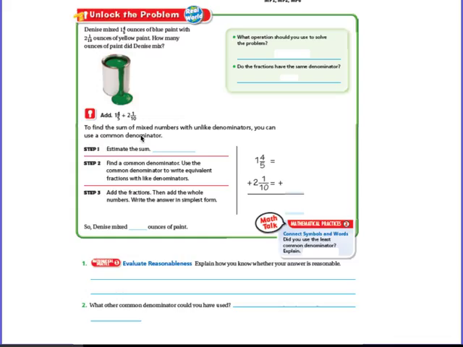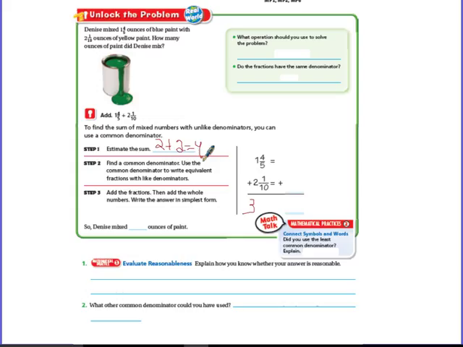Okay, there's a couple ways to do this. Some people like to add the whole numbers and get that taken care of right away. So we can do that first, and I know 1 plus 2 equals 3. So let's estimate our sum first. 1 4/5 is almost 2, and 2 1/10 is just 2. So we think our answer is going to be close to 4.